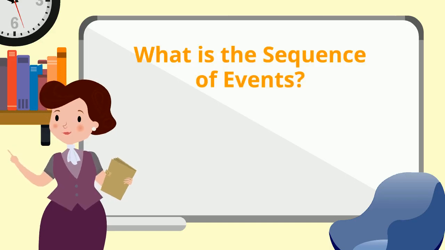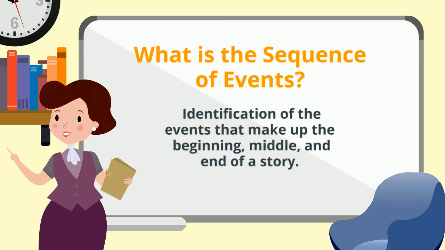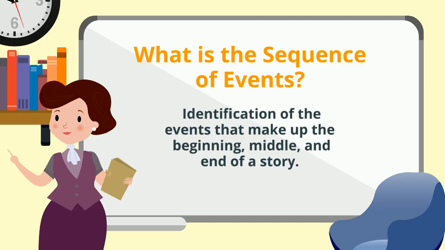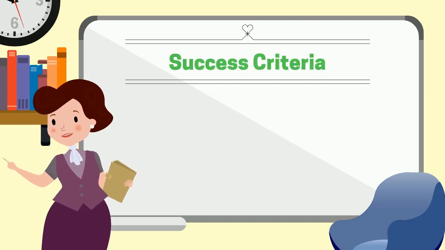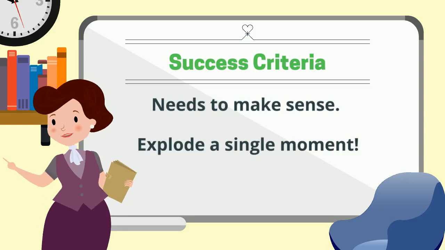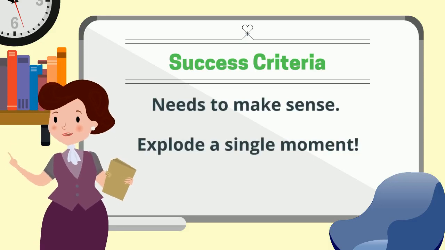What is the sequence of events? It is the identification of the events that make up the beginning, middle, and end of a story. Our success criteria for this video is that the sequence of events for our writing needs to make sense. Really think about how we can explode a single moment when we're telling our story.